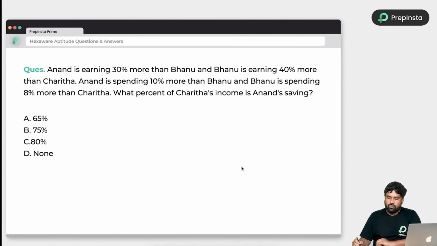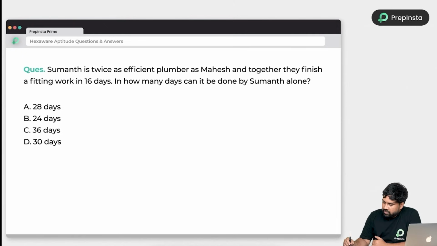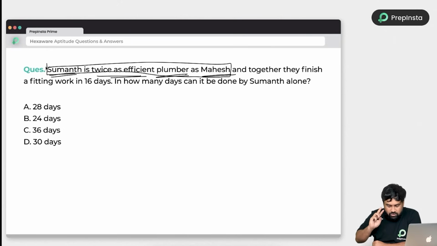Okay. So just look at the next problem. Try to pause the video and solve it on your own first, as usual, and then look into the explanation. Okay. Just look at the problem. Sumant is twice as efficient a plumber as Mahesh. See, guys. If some person is twice as efficient as another person, then you have to think like twice efficient means he will take half of the time. This is what you need to take. Twice efficient, half of the time. 3 times efficient, 1/3 of the time.